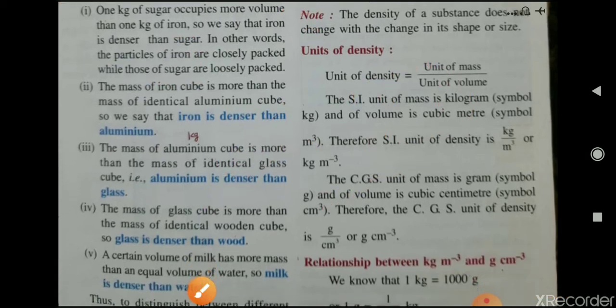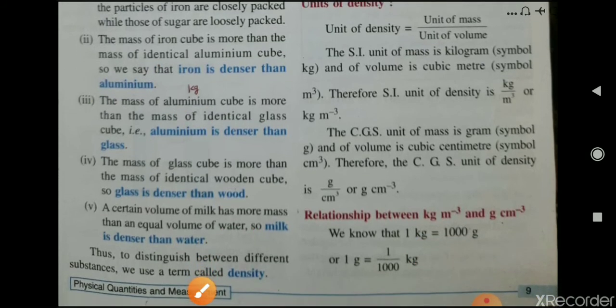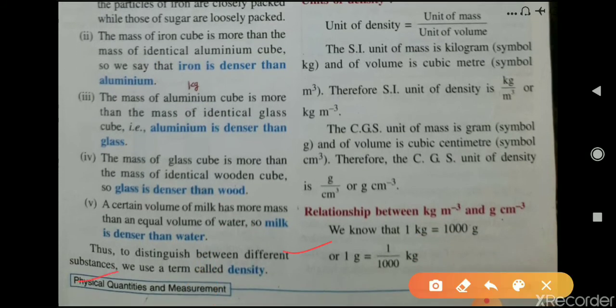Now, the mass of an iron cube is more than the mass of an identical aluminium cube. So, we say that iron is denser than aluminium. And on comparing aluminium cube and glass cube, aluminium is denser than glass and glass is denser than wood, and also milk is denser than water. Thus, to distinguish between different substances, we use the term density.